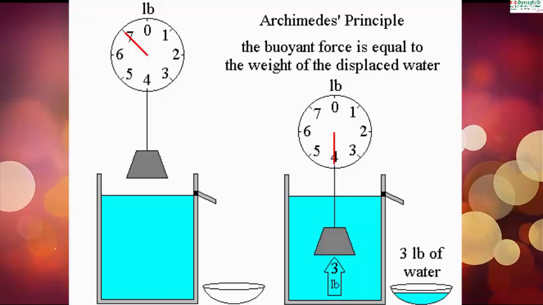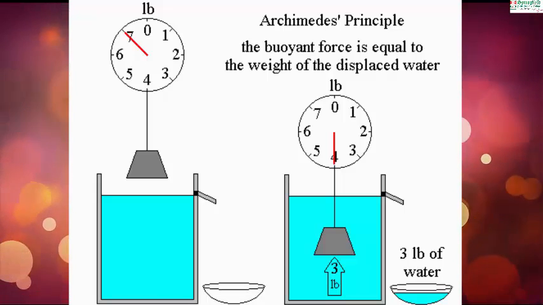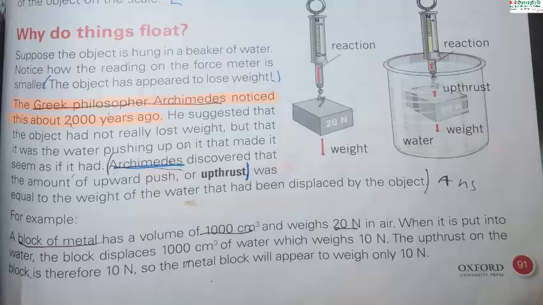Another example of the same topic, which is given in your book, is a block of metal which has a weight of 20 Newton in air. When it is put into the water, the water will exert an upward force of 10 Newton. So the metal block will weigh 10 Newton.